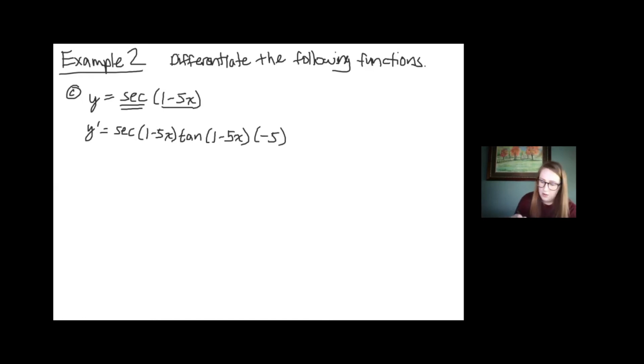Okay, so then all that's left to do here is make sure that, like here again, it looks like we're taking the tangent of all of this, when really we're just taking the tangent of 1 minus 5x. So let's rewrite this as negative 5 first, then write our secant and tangent.